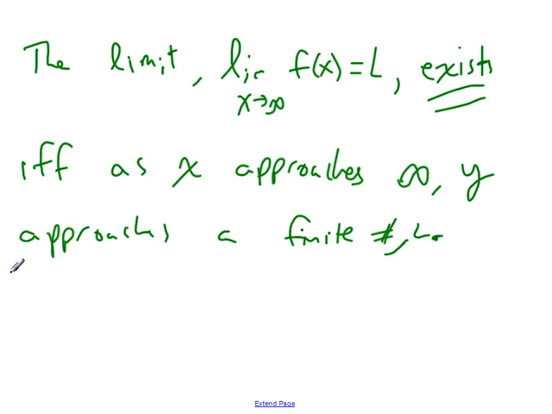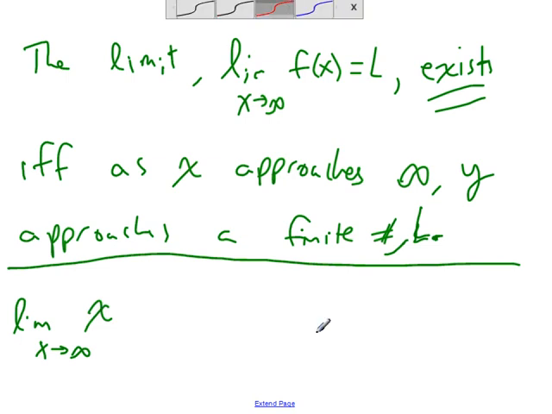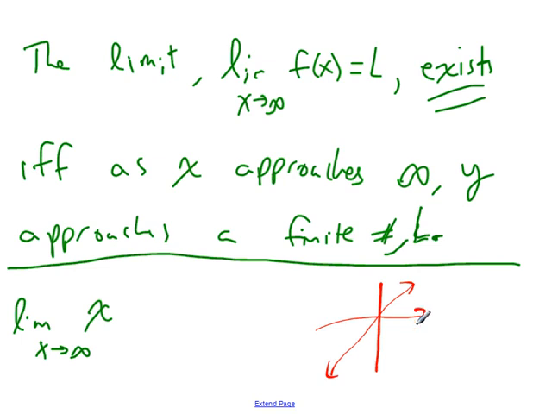So an example of where a limit doesn't exist, let's think about this. The limit as x approaches infinity of x, well, what does that graph look like? It just goes on and on and on and on. So as x approaches infinity, my y value is also going to approach infinity. So it doesn't approach some fixed number. So we say that this does not exist because it doesn't meet the qualifications, because it does not approach a finite number.